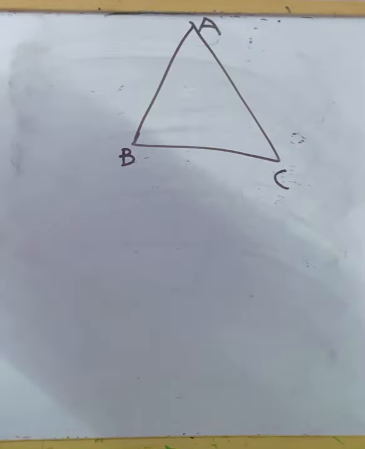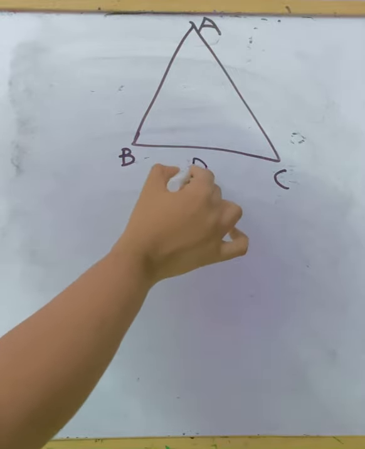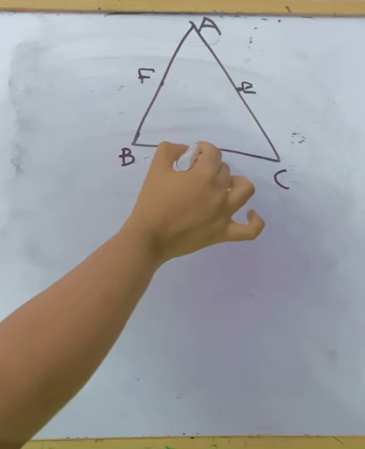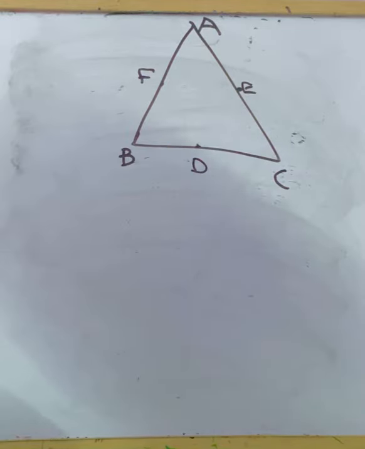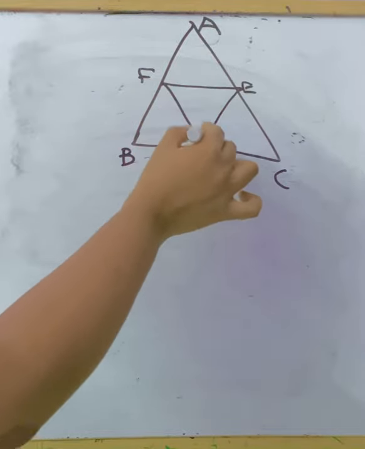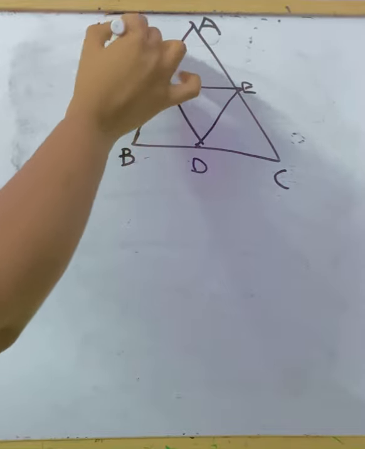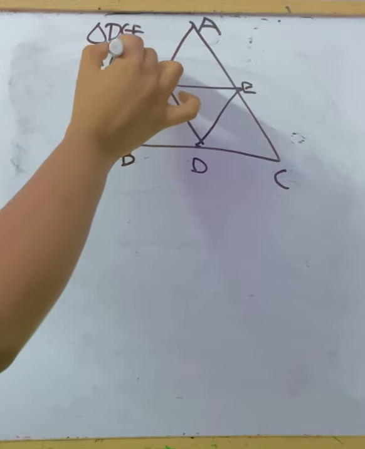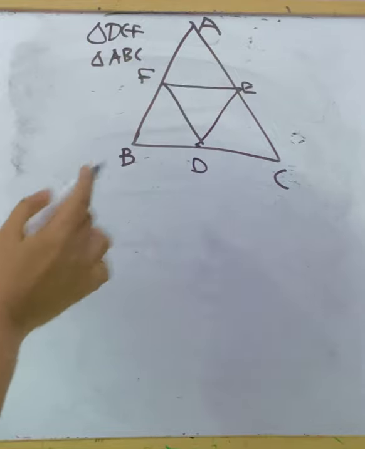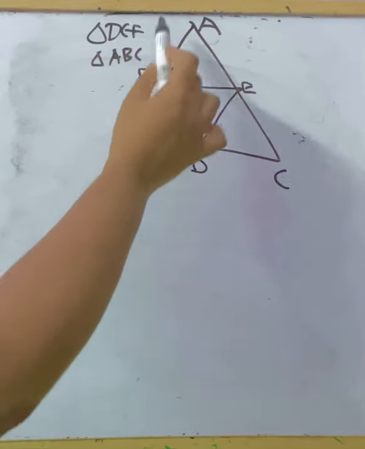Next question: D, E, F are respectively the midpoints of sides AB, BC and CA of triangle ABC. D, E, F are the midpoints. Find the ratio of the area of triangle DEF and triangle ABC. We have to find the ratio of the areas of these two triangles, the smaller triangle and the bigger triangle.